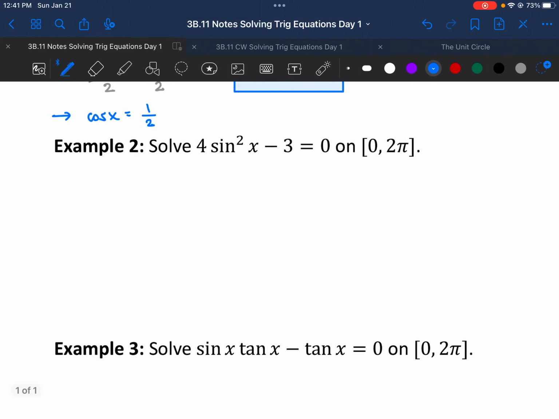Example 2. Solve 4 sine squared x minus 3 equals 0. Again, on the interval 0 to 2 pi. Our interval is always going to be 0 to 2 pi. So this is the equation that we're going to try to solve.